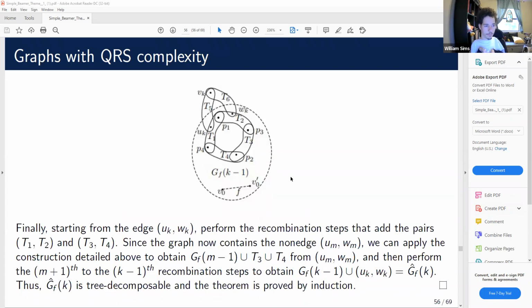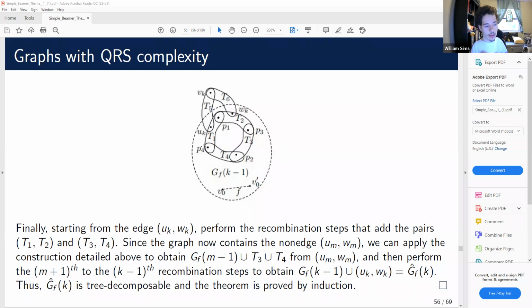Okay, so finally, starting from our base pair that we're interested in, U sub K, W sub K, we're going to first perform the 2 recombination steps that add T1 and T2, and then T3 and T4. Okay, and we know that we can do this because U sub K and W sub K, by hypothesis, are contained in a 4 cycle, and they're contained in adjacent pairs of clusters in the 4 cycle. Okay, well, now the graph contains U sub M and W sub M, which were just P3 and P4.